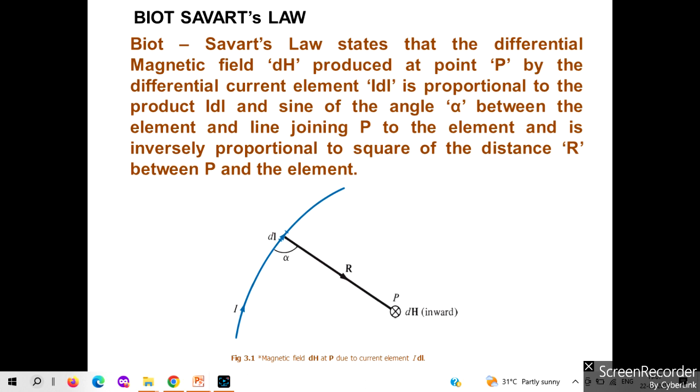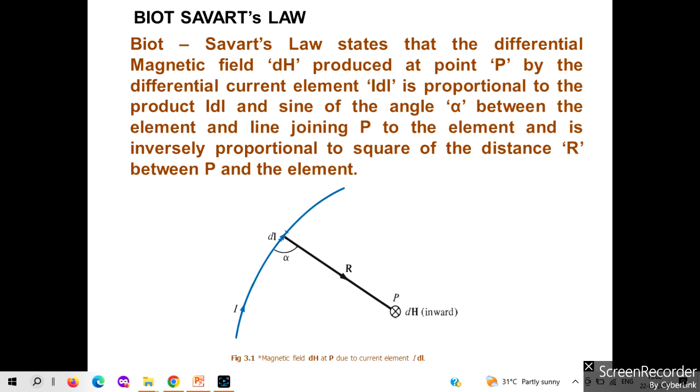Biot-Savart's law states that the magnetic differential field dH produced at point P by a differential current element I dl is proportional to the product of I dl and the sine of the angle alpha between the element and the line joining P to the element, and is inversely proportional to the square of the distance between P and the element. Now this is the statement of Biot-Savart's law.